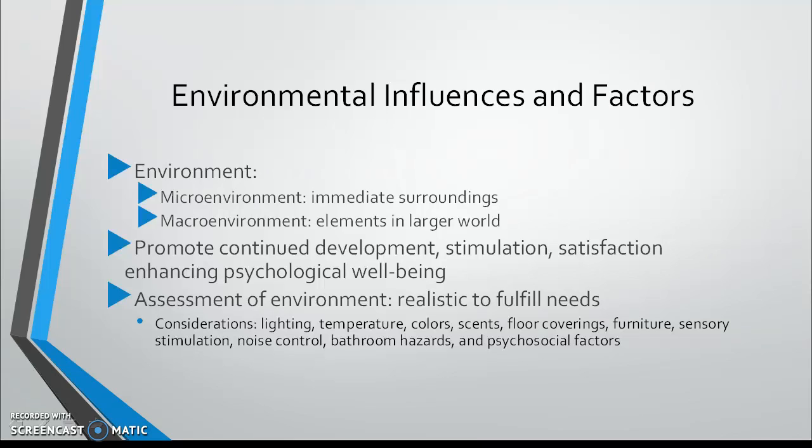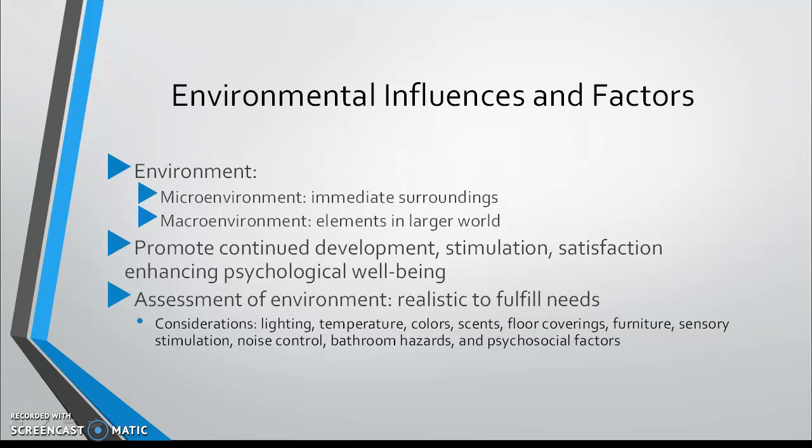Also, as we think about the environmental influences and factors, let's go down to this particular bullet point. Promote continued development, stimulation, satisfaction, enhancing psychological well-being. Think about the older adult's environment and what stimulates them. What's making them happy in that environment? Especially in long-term or skilled nursing facilities, try to make their environment somewhat like their home. The lighting, the color, the furniture, the temperature, all these things are important when we're trying to influence that environment for the patient or the older adult.